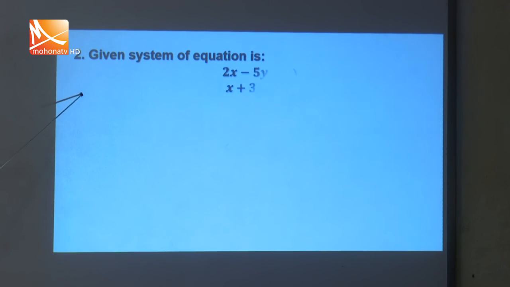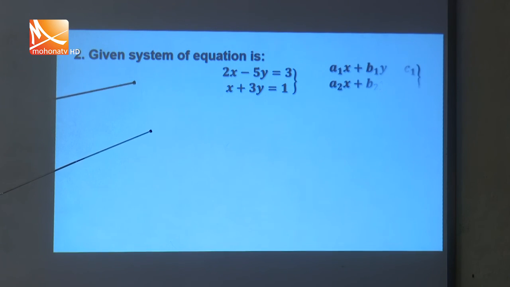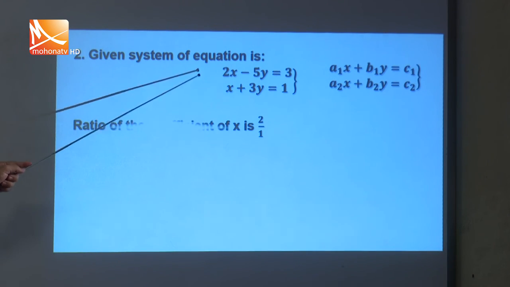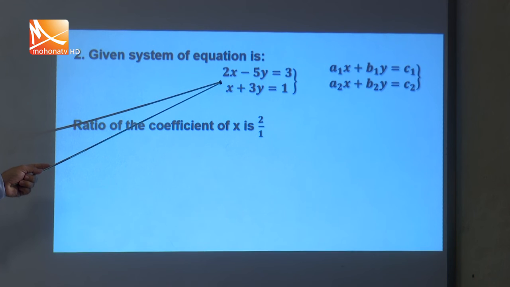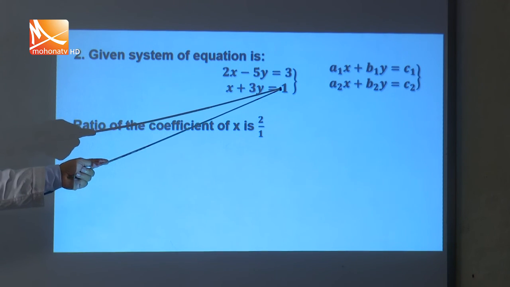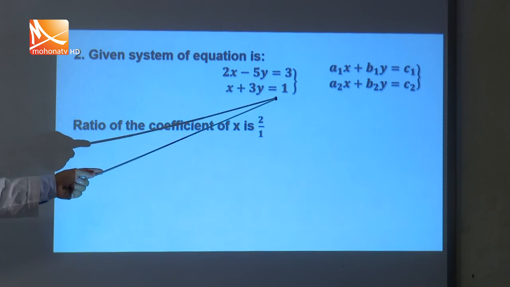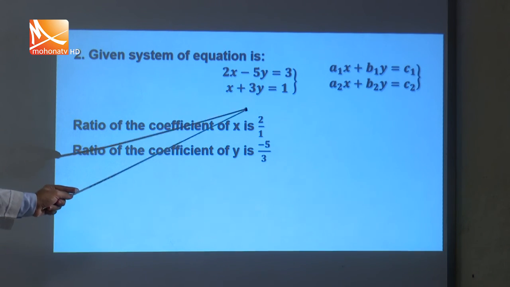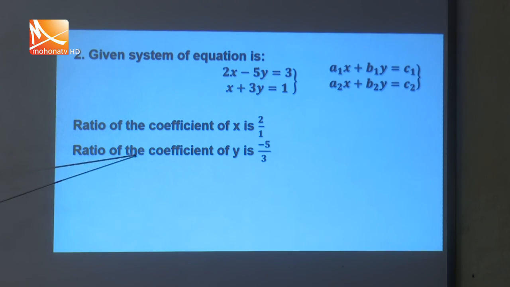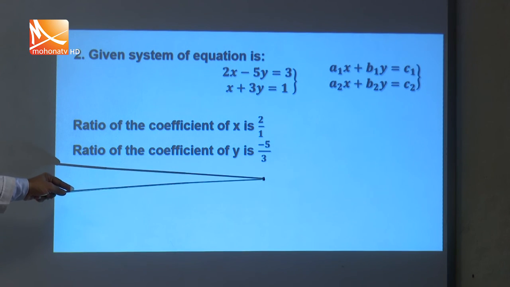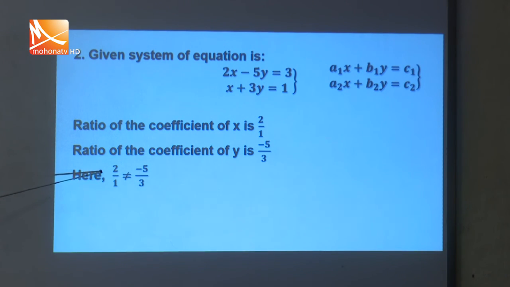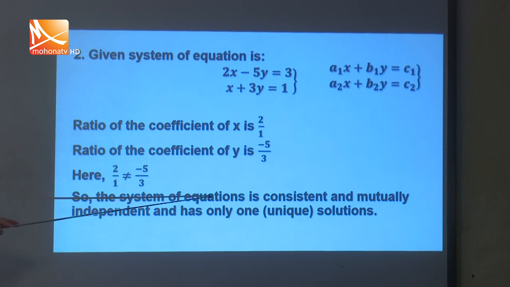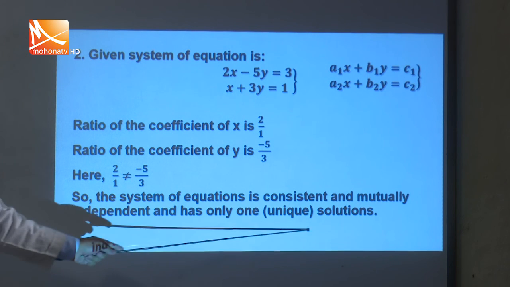Another problem, students. Our next simple simultaneous equations are 2x minus 5y equals 3 and x plus 3y equals 1. Here the ratio of the coefficients of x is 2 by 1, that is 2, and the ratio of the coefficients of y is minus 5 by 3. Here the ratio of the coefficients of x is not equal to that of y. So we can say the system of equations is consistent and mutually independent and has only one solution.